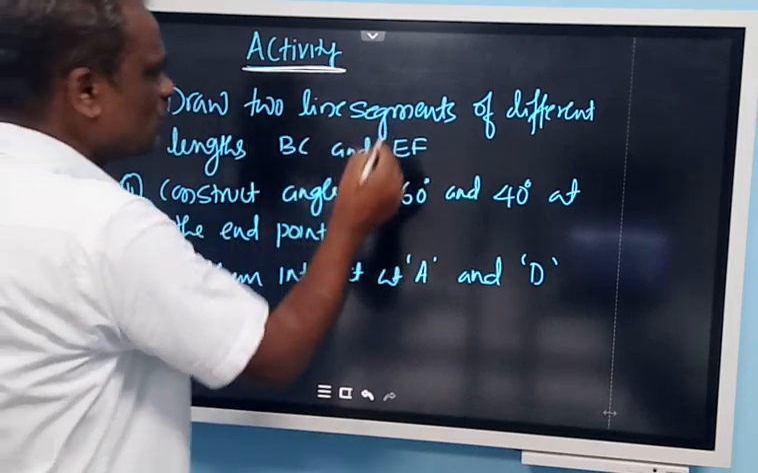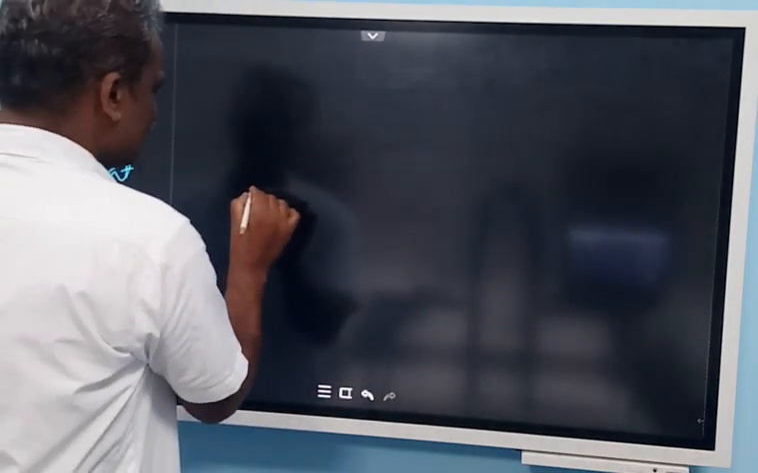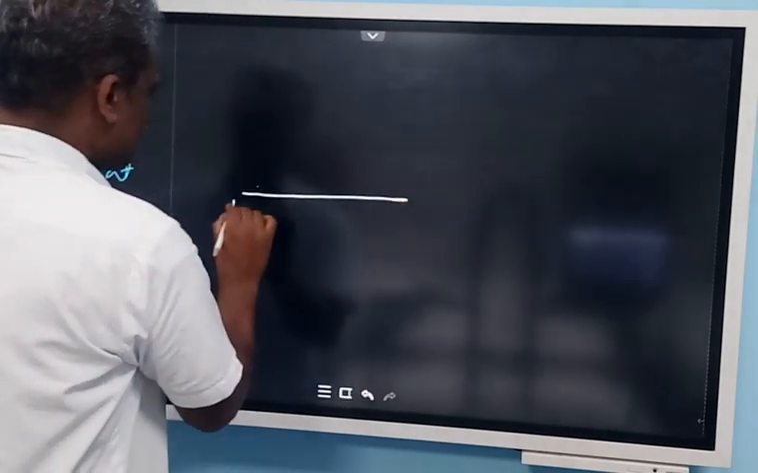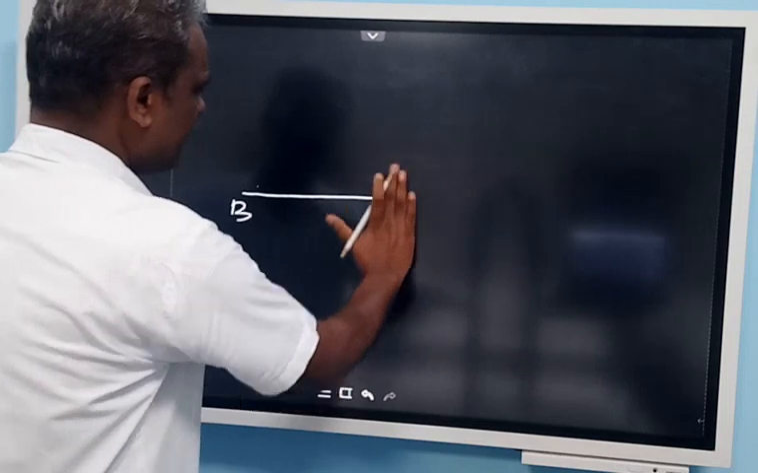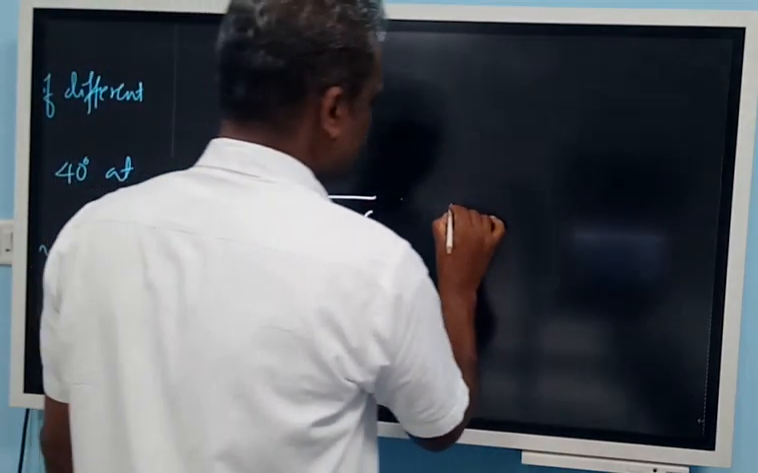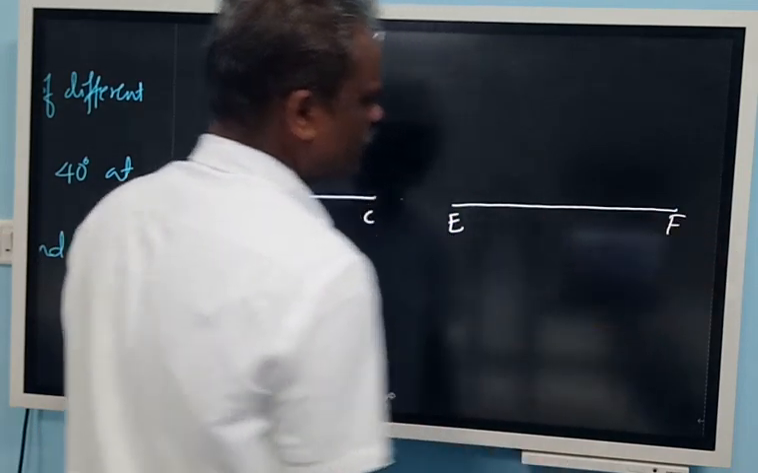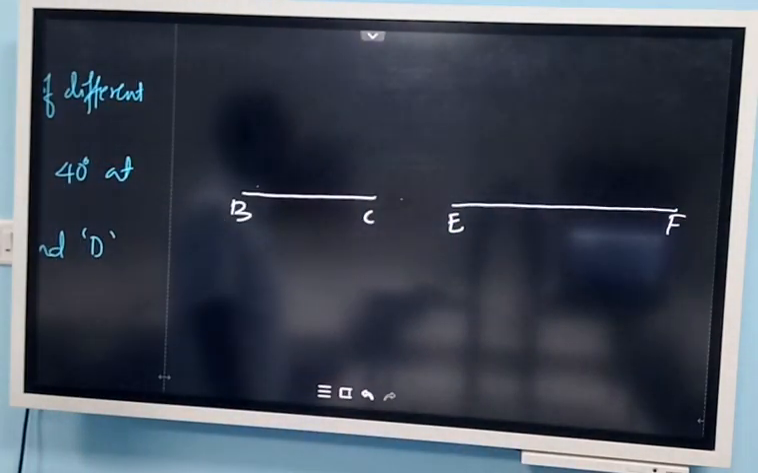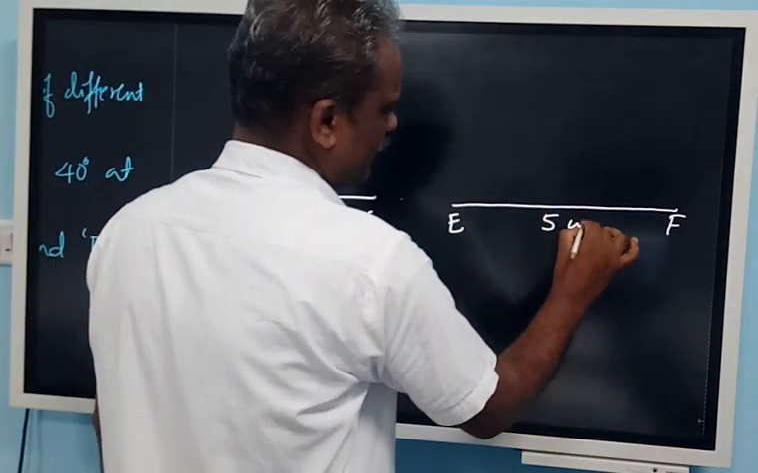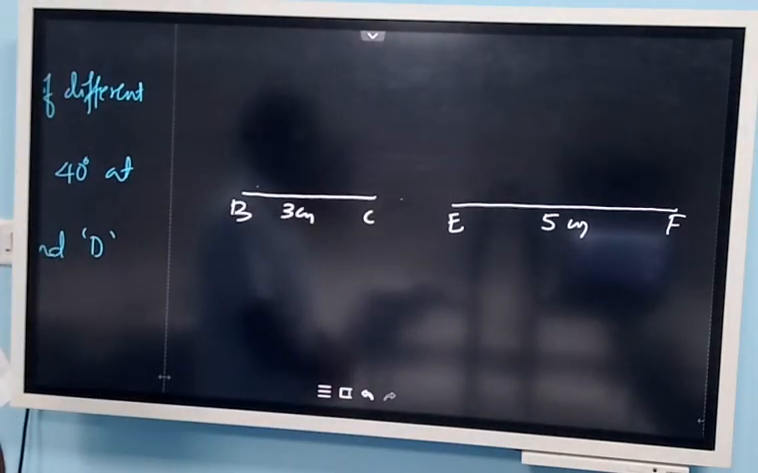Now draw 2 line segments of different lengths. So let me draw 2 line segments here. One is BC, another one is EF, so both are of different length. Maybe you can take 3 cm and this one 5 cm. Anything, but it should be of different length, not the same length.